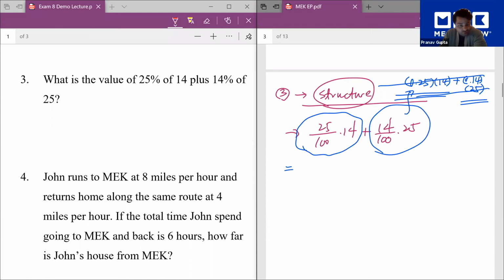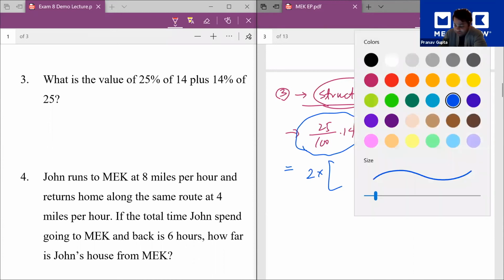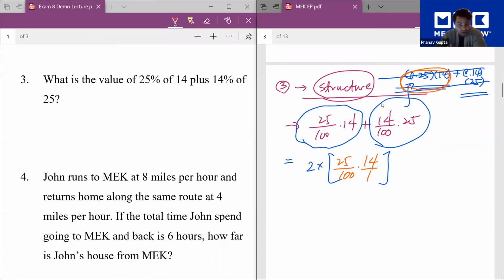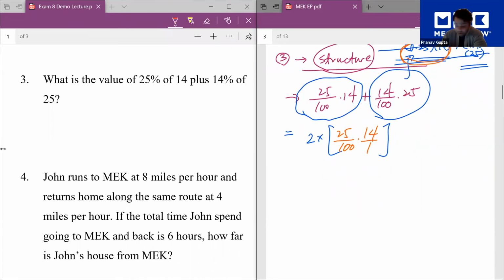So if I have two things that are the same that are being added, I can rewrite it as 2 times the thing that I'm adding, right? Like x plus x is 2x. So it's 2 times 25 over 100 times 14 over 1. That's the structure that I'm talking about. Instead of going right into the calculation here, because it's easy, everybody can do it, you don't have infinite time, right? And now it's just a canceling party.